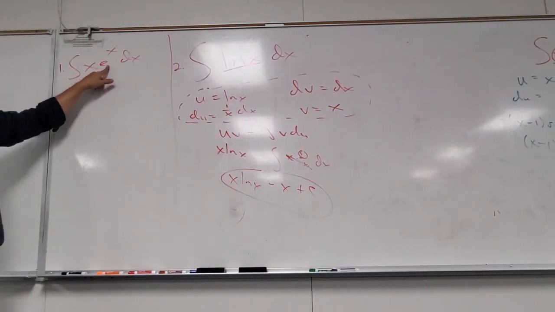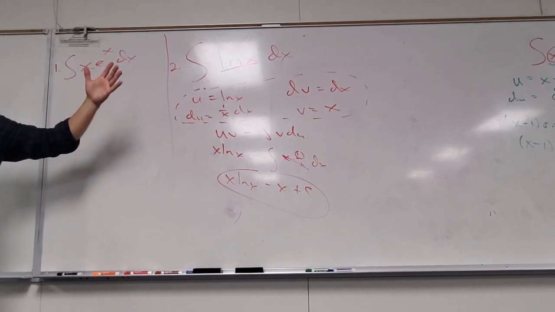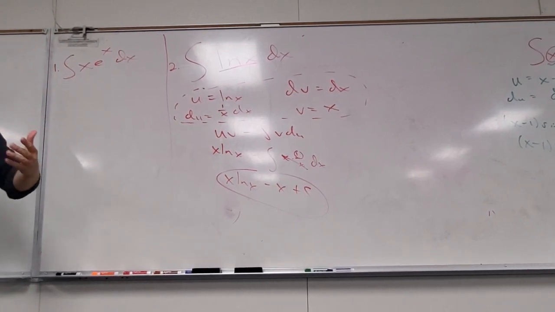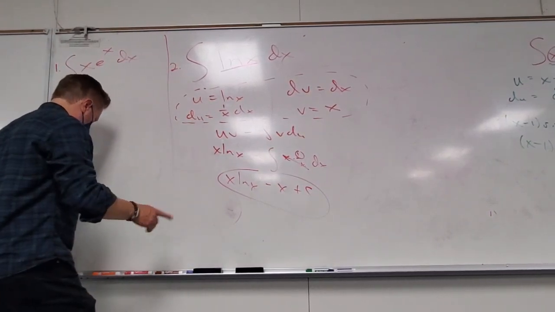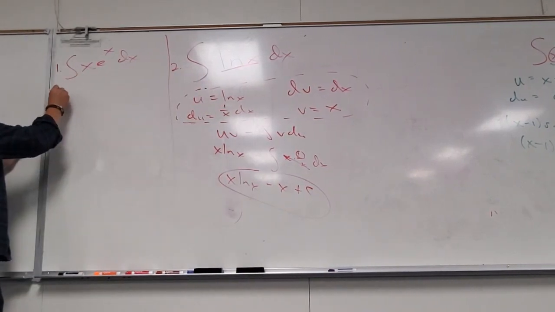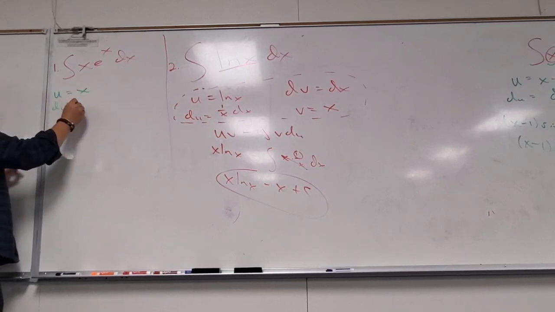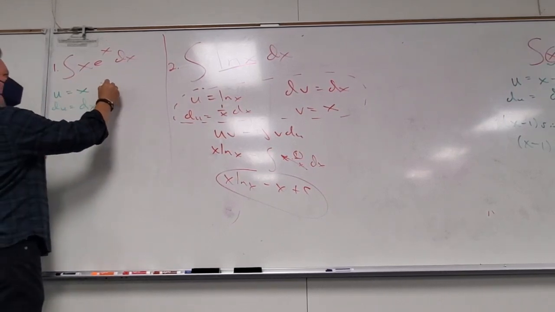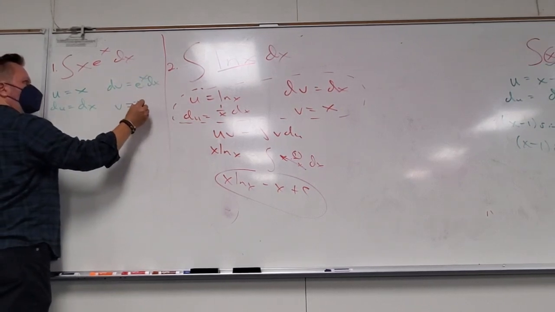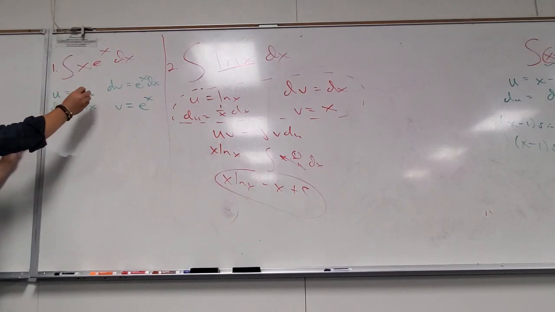You can do anything to this guy. The e to the x is so awesome, right? It's the only function that is its own slope. It's kind of nifty. So what do you let u equal? Like we just said, x. So du is dx, and then dv is e to the x dx, so v equals just e to the x. Is that cool?